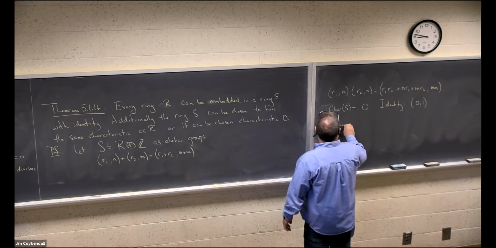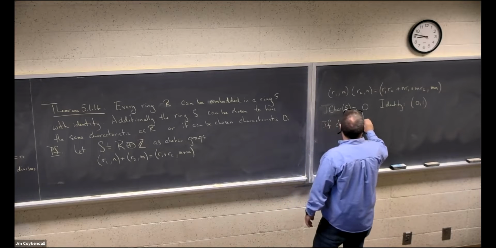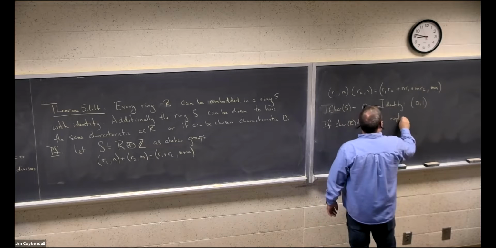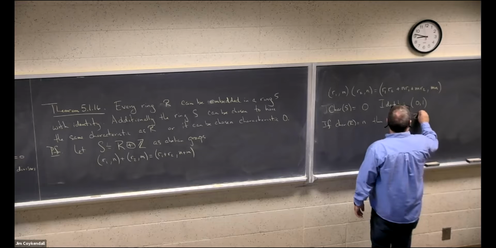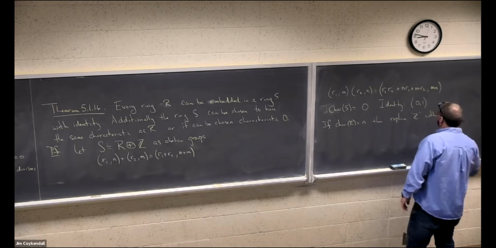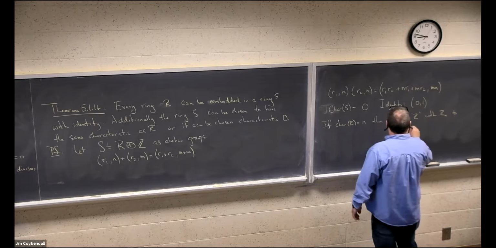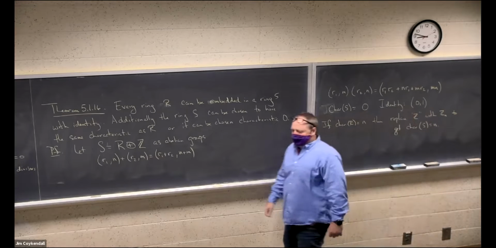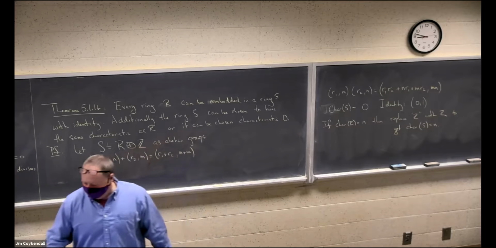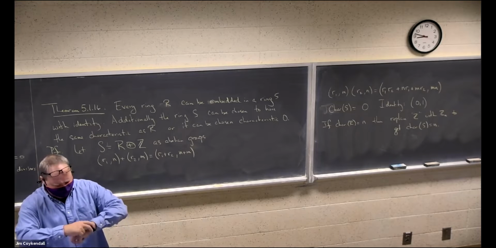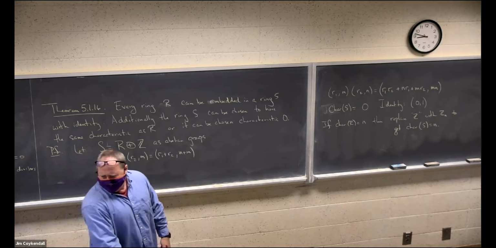if the characteristic of R is equal to N, then replace Z by Z mod N to get the characteristic of S. So with this construction, you can use Z mod N instead of Z if you want characteristic that's not 0. Okay. Good questions.